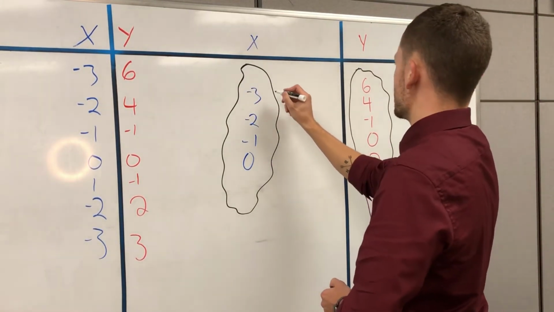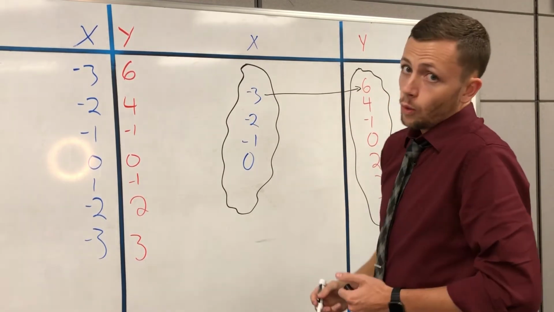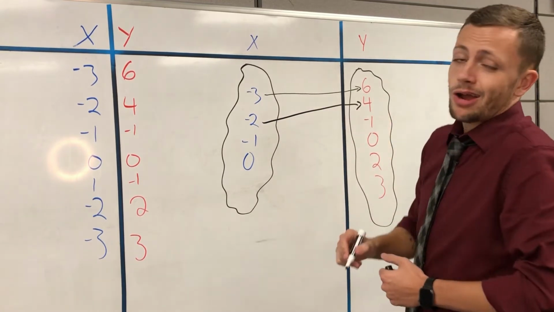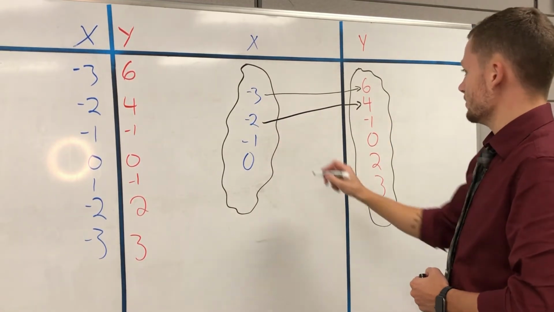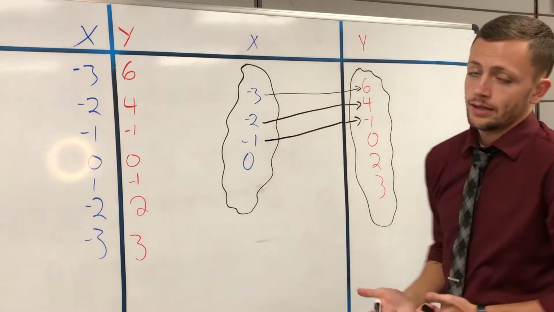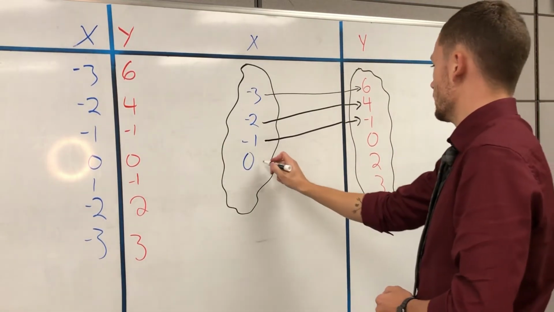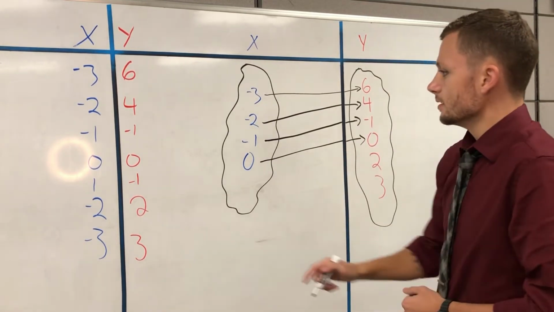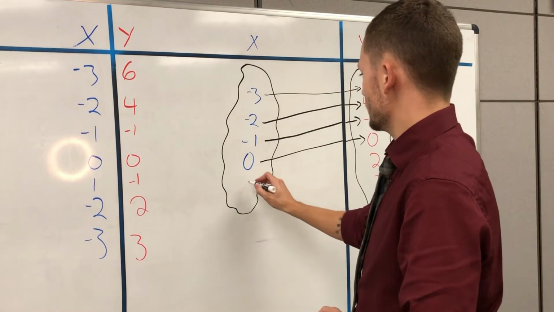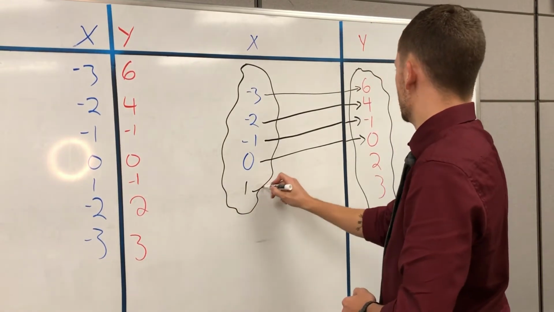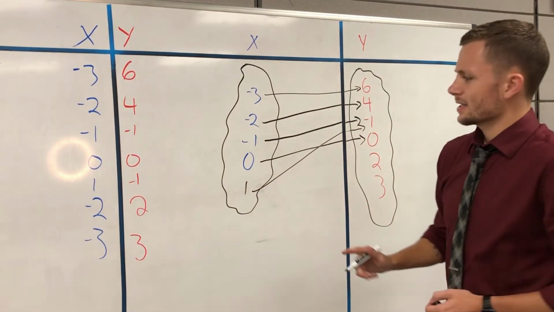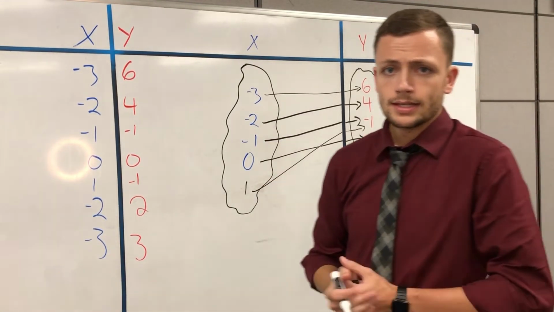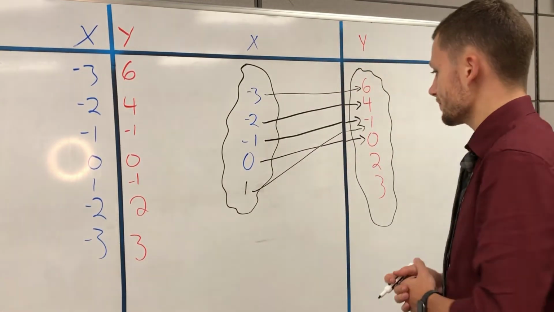-3 maps to 6. Okay. -2 maps to 4. All right. -1 maps to -1. That's cool with me. 0 maps to 0. We're doing cool. We're fine. But then 1 maps to -1. That's cool. Remember what I said last time? Inputs can share a common output. That's all right. That's okay.